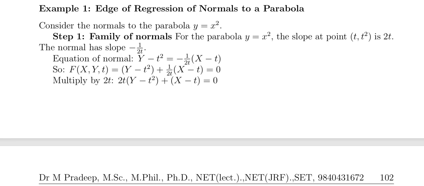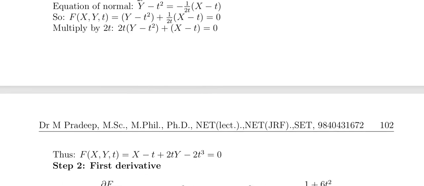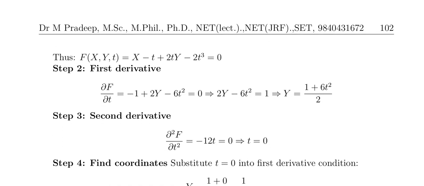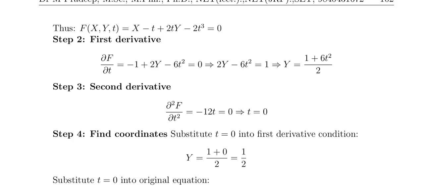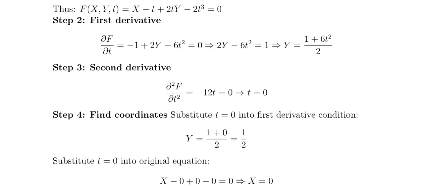So f of x, y, t we can take as this function. Multiply by 2t, that is cross multiply, so 2t into y minus t square plus x minus t equal to 0. We take that as our function because it is easier to differentiate. Then dou f by dou t equal to 0, and from this we get y equal to something. Finding the second derivative, we get t equal to 0.